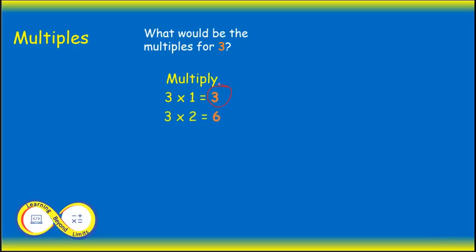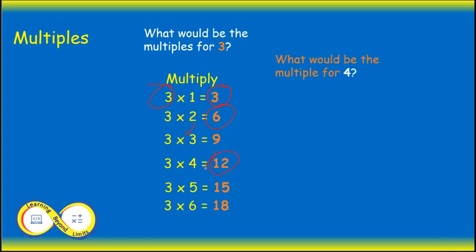And 3 times 2 would give you 6. So 6 is a multiple of 3. Remember, when you multiply an integer by the number, which our number is 3, the result that we get is a multiple of the number. And then 3 times 3 is 9, so 9 is a multiple of 3, and 12 is a multiple of 3, and 15 is a multiple of 3, and 18 is a multiple of 3.